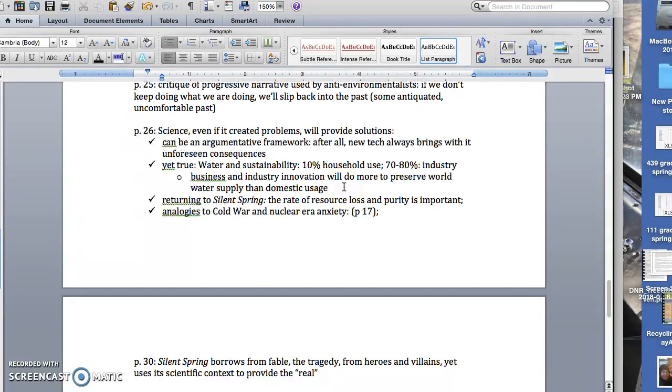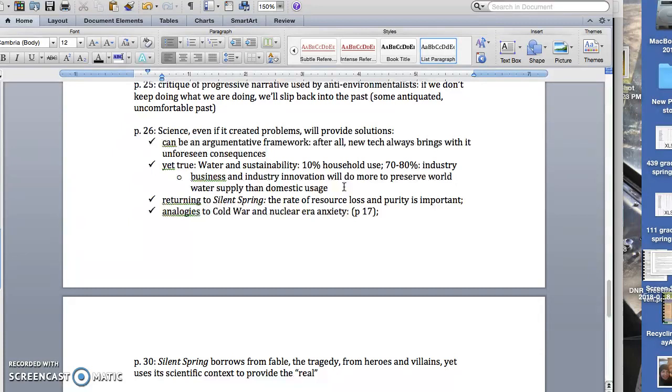Yeah, in some ways it's true. We don't want to totally write that off. Here's something that does not come up in the readings, but is true. When it comes to water and sustainability right now in the 21st century, household use only accounts for about 10% of all water that is used in the world. So that's sanitation and drinking water and cooking and what have you. 70 to 80% of the world's water supply in any given year that's used up is used by industry.